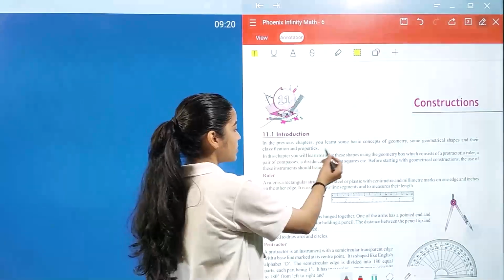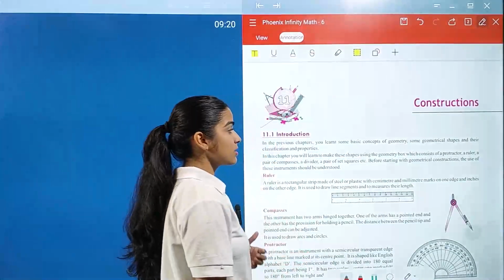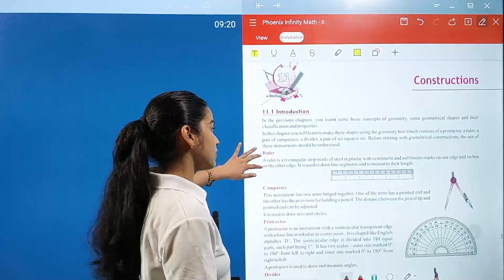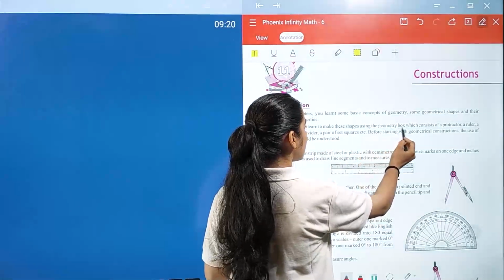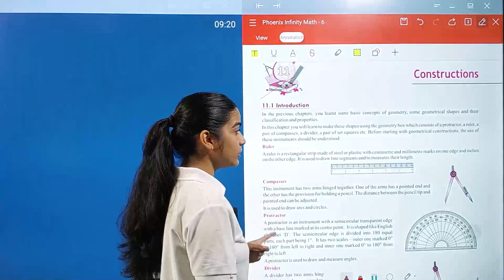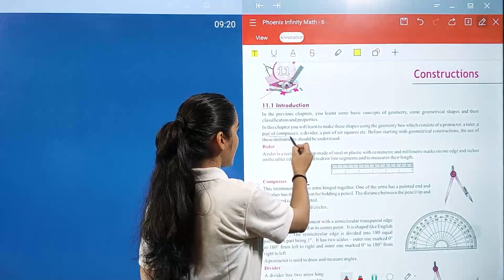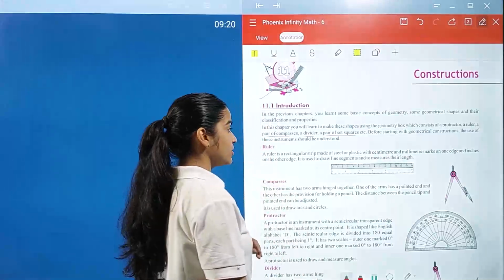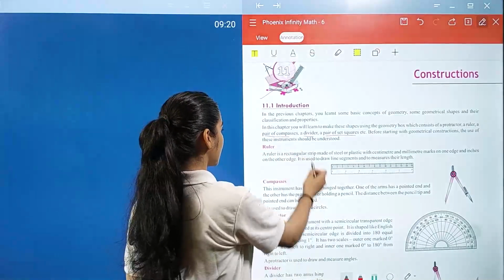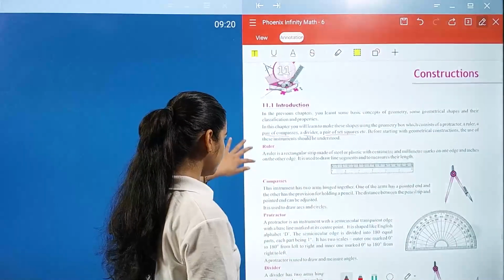In the previous chapters you learned some basic concepts of geometry, some geometrical shapes and their classification and properties. In this chapter, you will learn to make these shapes using the geometry box, which consists of a protractor, a rule, a pair of compasses, a divider, a pair of set squares, etc. Before starting with geometrical construction, the use of these instruments should be understood.